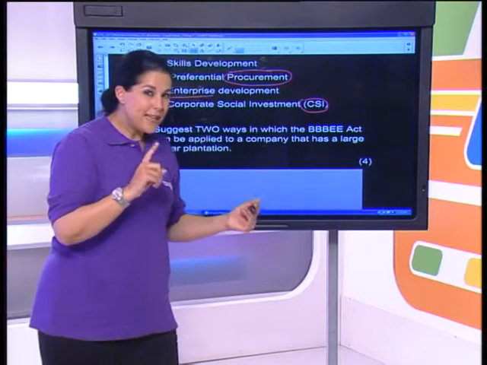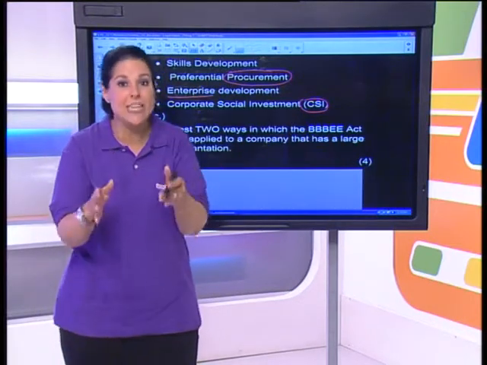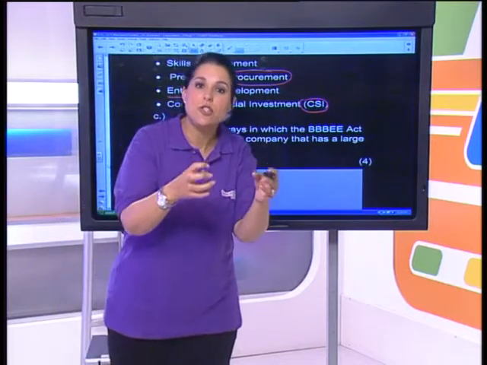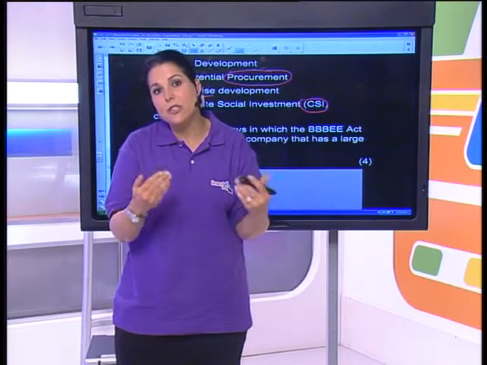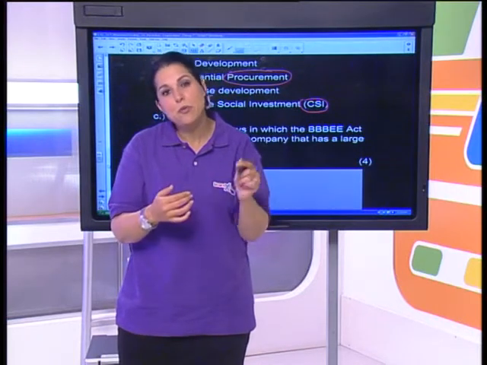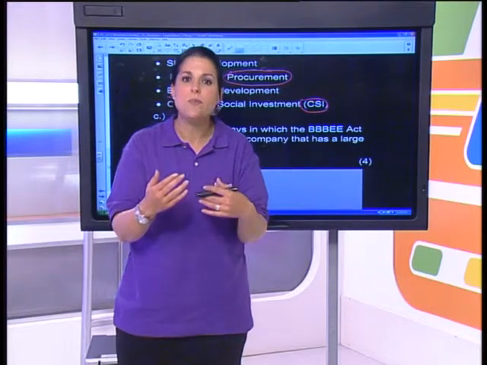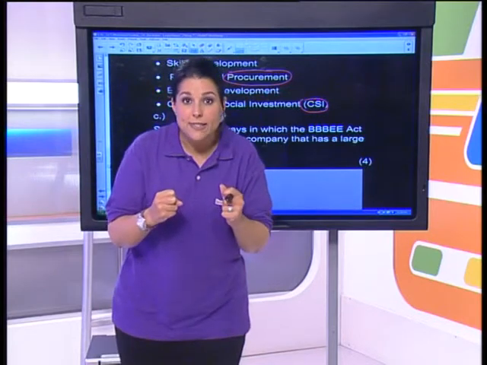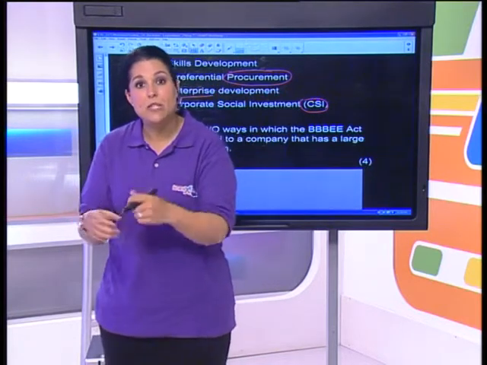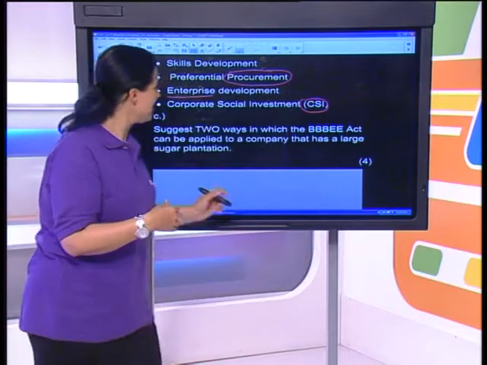And then CSI. Who can remember what that is? Corporate social investment. This is the actual resources that I am implementing into the community. And remember, resources is not just money. It can also be time. It can be my laborers giving up their time to go and help the community. That is a resource. Let's carry on.